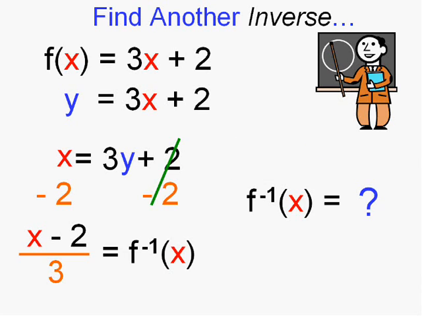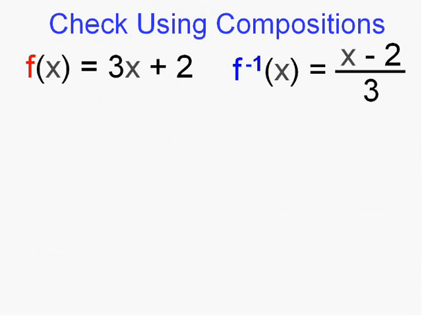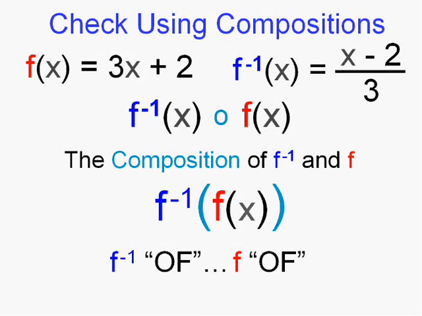Now, this doesn't surprise me much that the inverse of multiplying by 3 and adding 2 is subtracting 2 and dividing by 3. It's just the opposite operations, isn't it? So there's your inverse function. Now, let's test it out, just to practice with compositions. Remember that if we compose each, we should end up back at x. The composition of f inverse of x and f of x should get me back to x.